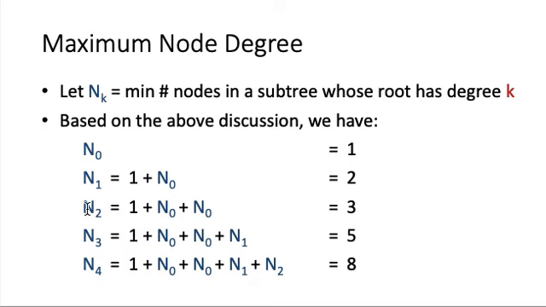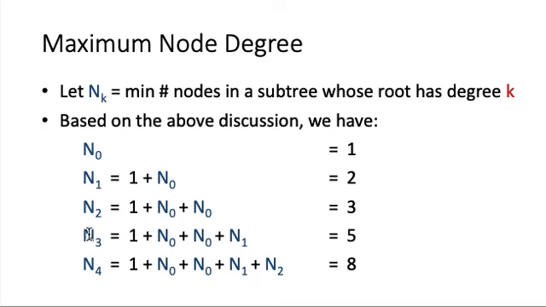And now for n2. n2 is at least 1 for the root node, and it connects to 2 children. We know that the first child, y1, must have degree at least 0, and the second child, y2, must also have degree at least 0. So in that case, the minimum number of nodes for n2 is equal to 1 plus the minimum possible for a node that has degree 0 as its root, n0, and then another child, this is another n0. So 1 plus n0 plus n0 is equal to 3.